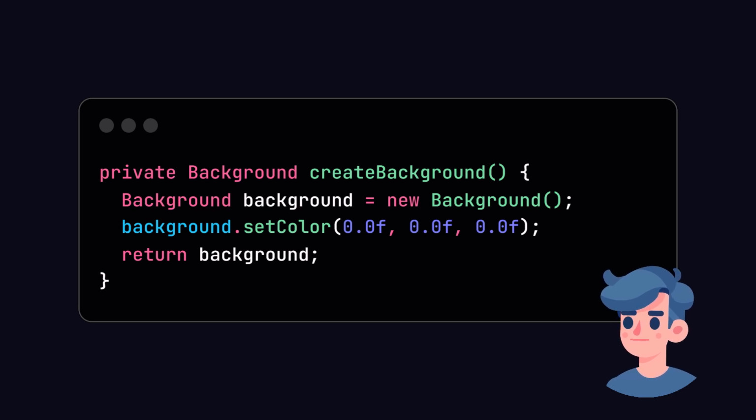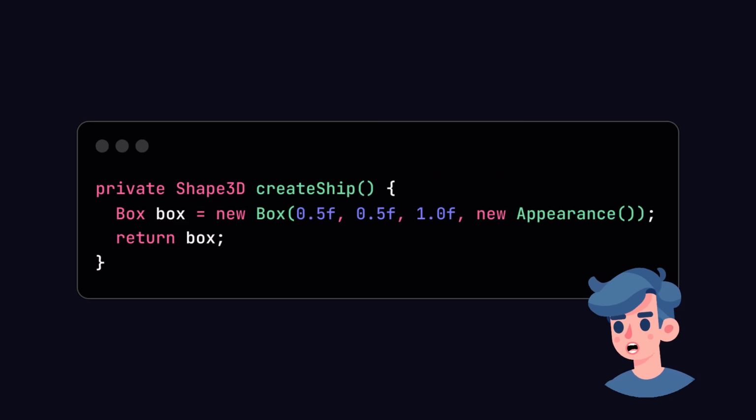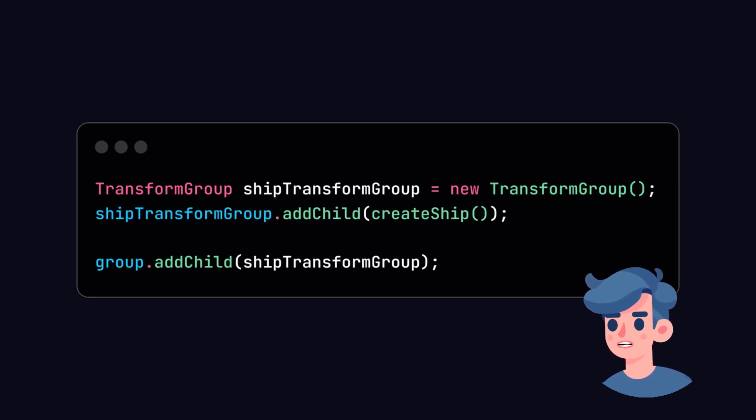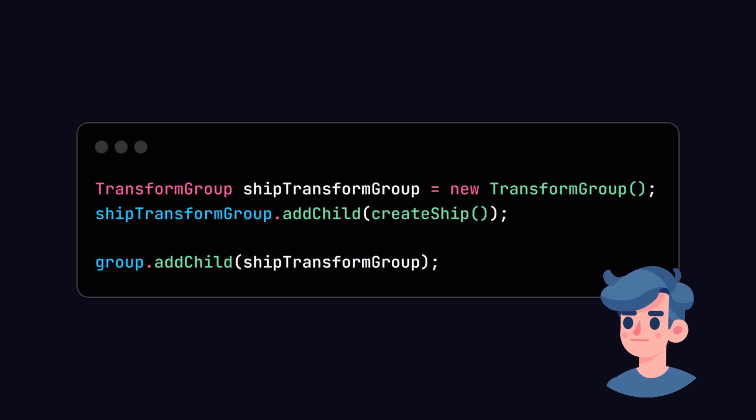You want to provide a space-like feel. We can set the background color to dark blue. Now, let's add our spaceship model. For now, we'll use a simple box shape to represent our spaceship. We will have a method that creates this box. Once we've created our spaceship, we need to add it to the scene graph. We will create a transform group to handle the position and orientation of the ship.